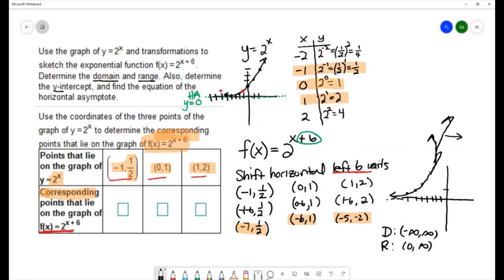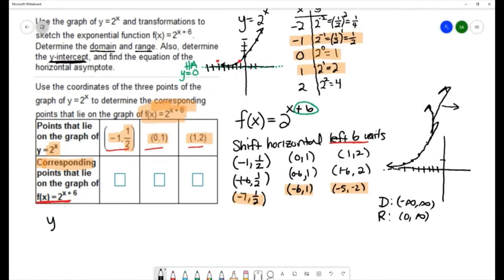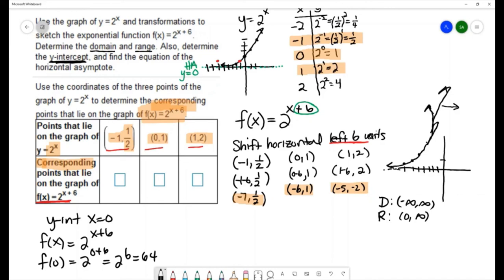We want to determine the y-intercept. To find a y-intercept, we're going to let x equal 0 for our function f of x equals 2 to the x plus 6. I'll substitute a 0 in for x, and that gives me 2 to the 0 plus 6. That's 2 to the 6th power, which is equal to 64. So the ordered pair 0, 64 is the y-intercept.